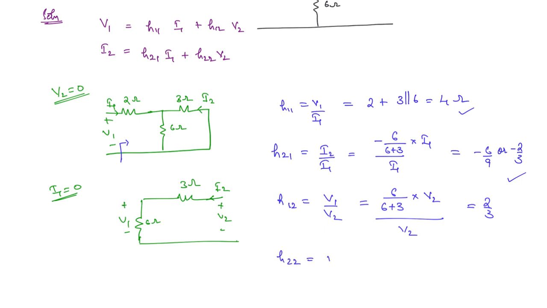Finally, H22. This is given by I2 by V2. This is the admittance, the output side admittance. So the impedance is 6 plus 3, 9. So the admittance will be 1 by 9. Okay. So this is how you find out the H parameters.